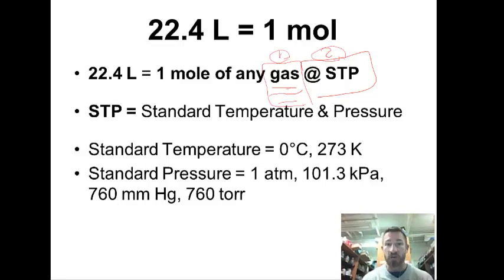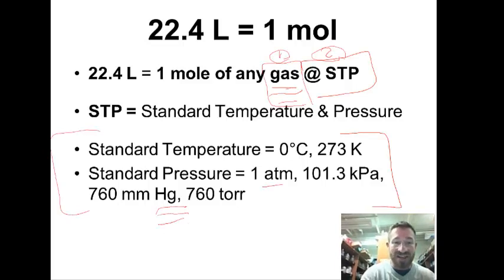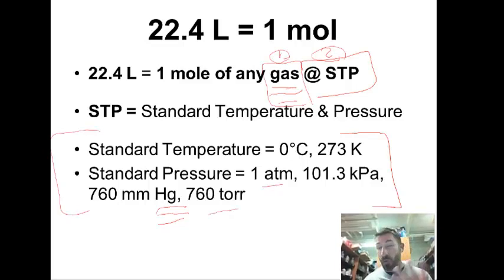STP stands for standard temperature and pressure. You do not need to write these values down. We'll actually use these a lot when we get to the gas chapter. But standard temperature, just for informational purposes, is 0 degrees Celsius, which is 273 kelvin. Standard pressure is 1 atm, that stands for atmospheres, and 101.3 kPa, kilopascals, 760 millimeters Hg, and hopefully you recognize Hg as being the element mercury, and then 760 torr. So there's 4 different units for pressure. You don't need to remember or memorize or even write these down. We'll use them a lot, however, when we get to the chapter on gases.